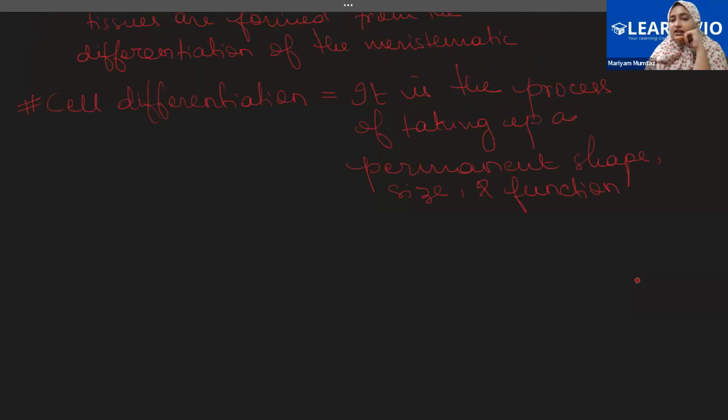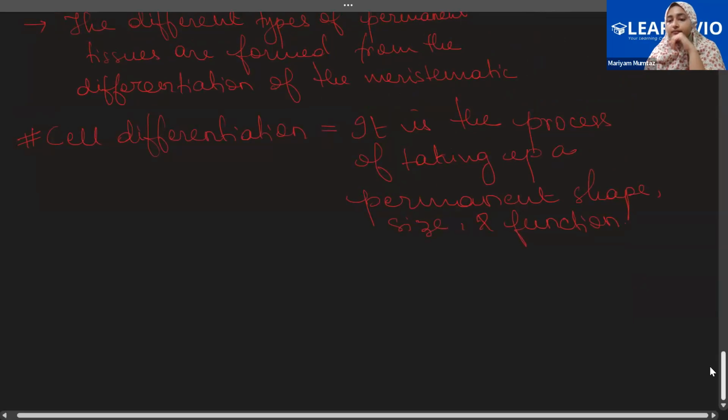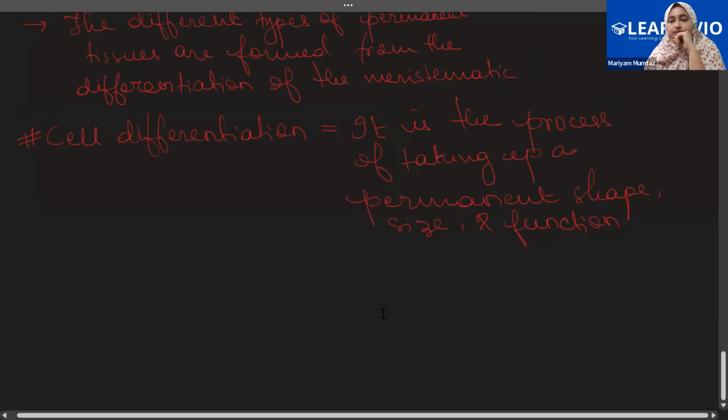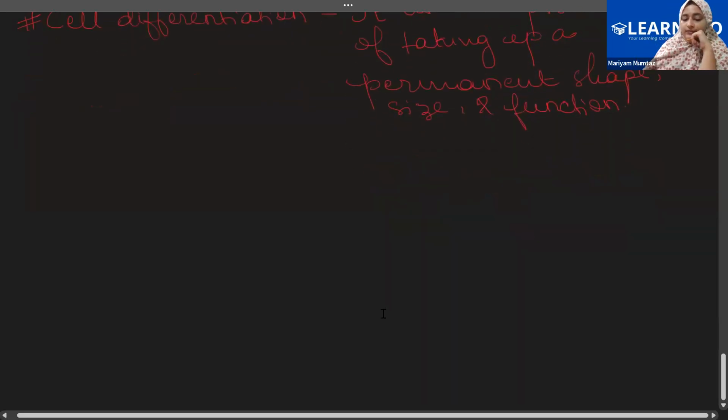Clear? Cell differentiation is clear to everyone. Yes, ma'am. Does anyone have any doubt? No, ma'am. All right. Okay. Now the next thing are the characteristics. Just like how we studied the characteristics of the meristematic tissue, same way we'll study the characteristics of permanent tissue.